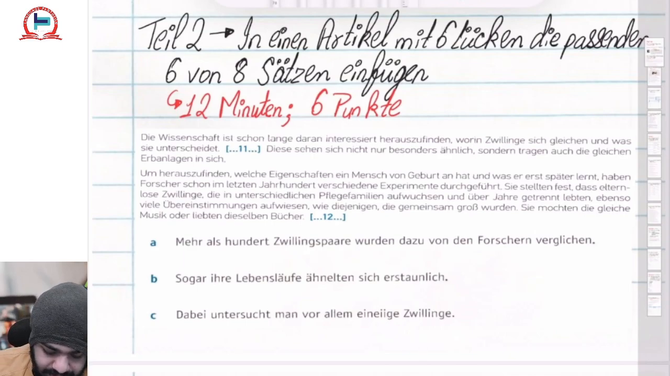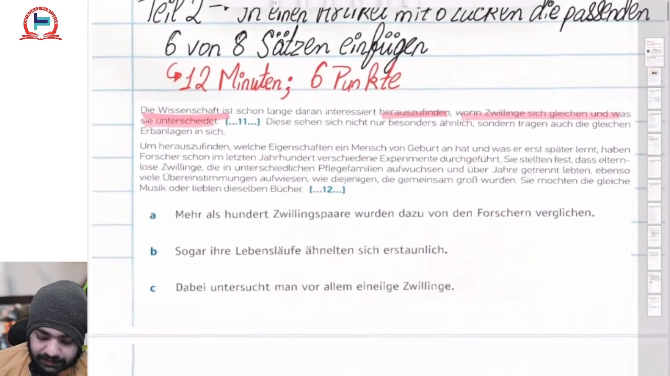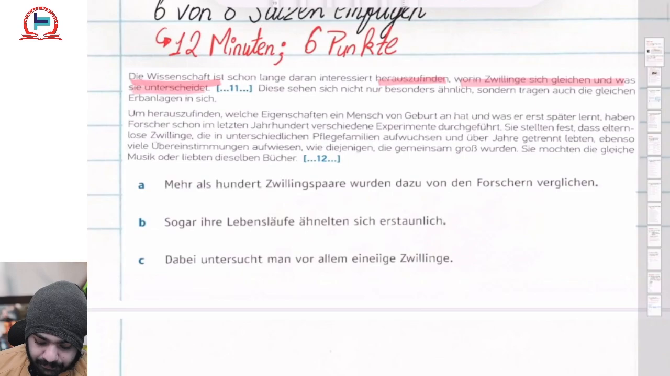It says, die Wissenschaft ist schon lange daran interessiert, herauszufinden, worin Zwillinge sich gleichen und was sich unterscheidet. The science is already since a long time interested to find out in what aspect twins are similar and what differentiates them. Now let's see which one can fit.